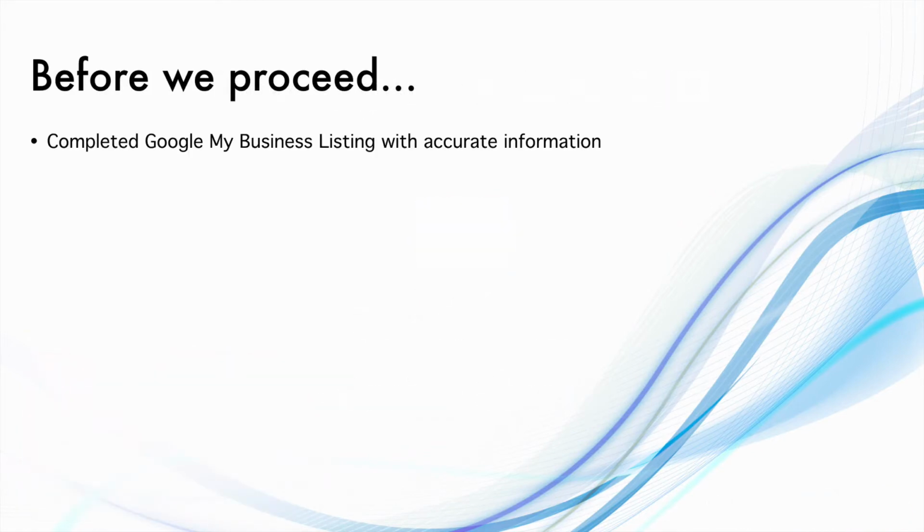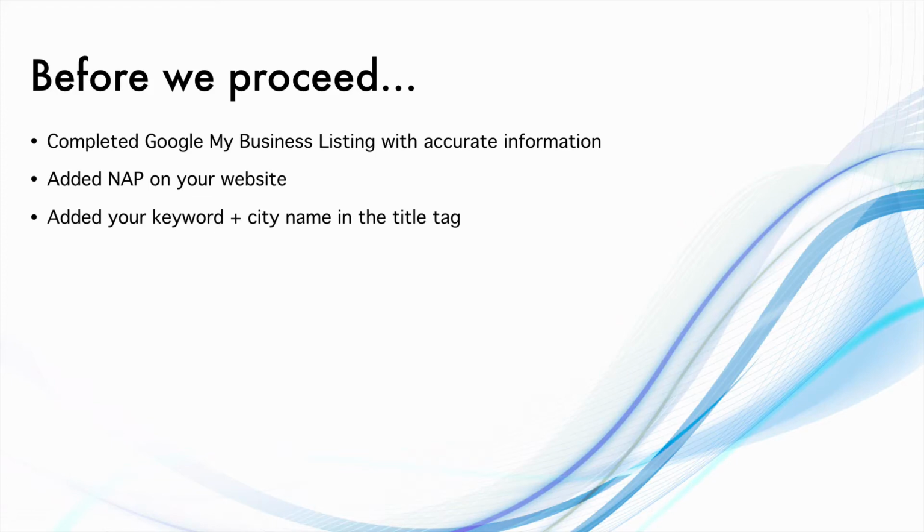So before we proceed, please ensure that you have completed Google My Business listing with all the accurate information and added your name, address, phone number on your website. I will also tell you how to add this particular information with the schema markup in this particular video. Also ensure that you have added your keyword plus city name in the title tag, the same keyword and city name in your description tag.